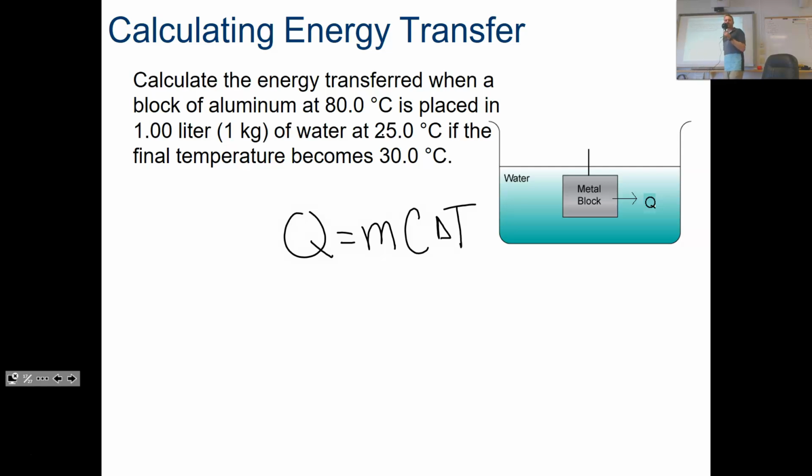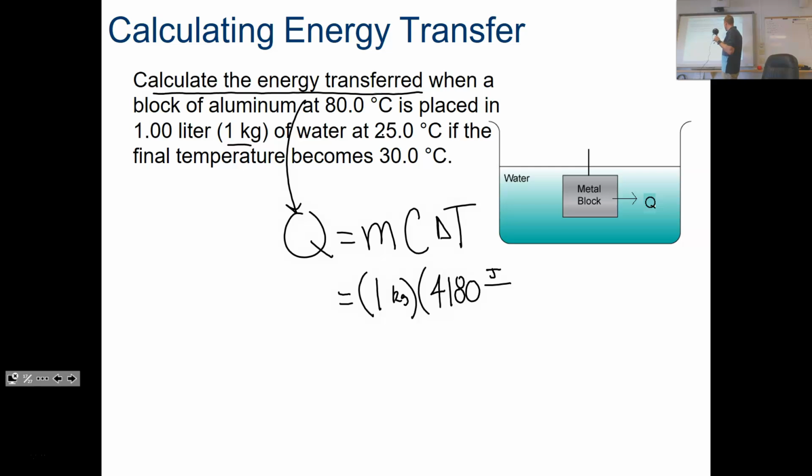Q equals mc delta T. It wants to know, calculate the energy transferred. That's the letter Q. It wants to know how much energy is transferred. Well, we know the mass. The mass of the water, it says, is 1 kilogram. So the mass is 1 kilogram. The specific heat of water, if you go back to that table that we were just at, it was 4180. And it was joules per kilogram per degree Celsius or degree Kelvin. I'm just going to say degree Celsius.